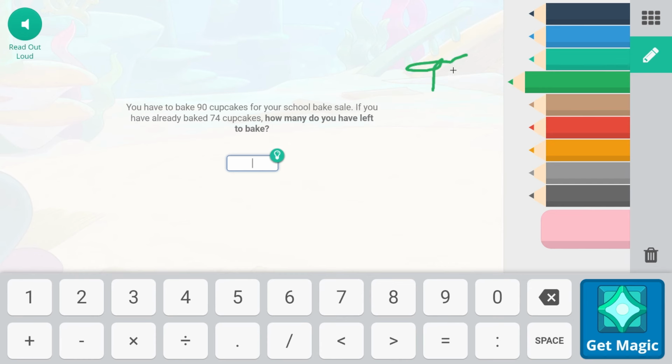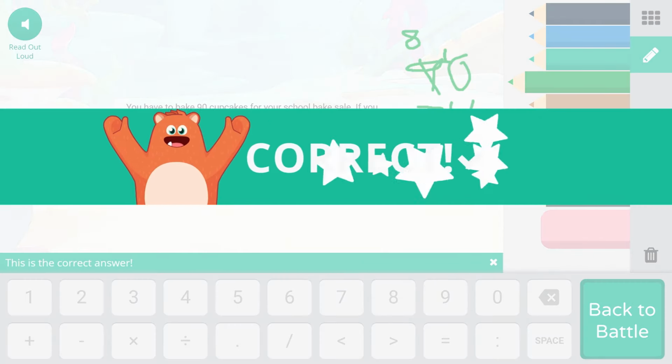This is another regrouping, 90 minus 74. Revel in how beautiful my numbers are. We're going to take a 10 from here. We're going to regroup it over to here. So 10 minus 4 is 6. 8 minus 7 is 1. And so 16 is our answer. Woohoo.